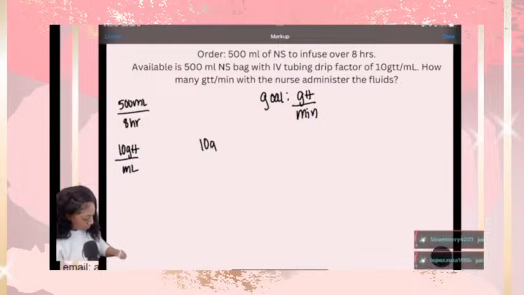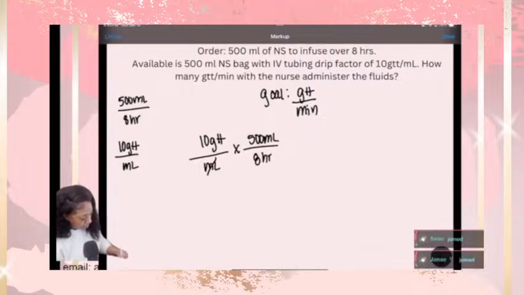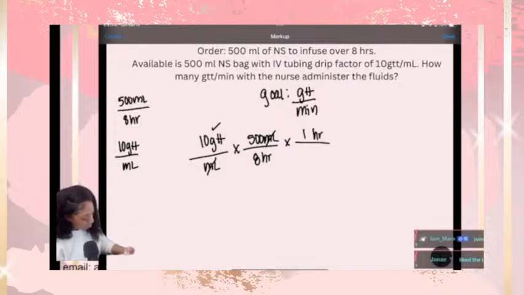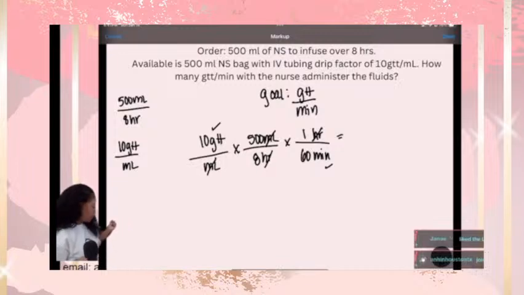I'm going to start with my drop factor, and that's going to be 10 drops per ml. I have milliliters on the bottom, so I need my milliliters on the top: 500 milliliters over 8 hours. Milliliters is crossed out. Now I have drops on the top, but I need minutes on the bottom. I have hours, so we'll throw those hours right up there to the top. 1 hour is 60 minutes. Hours gone. We got drops on the top.